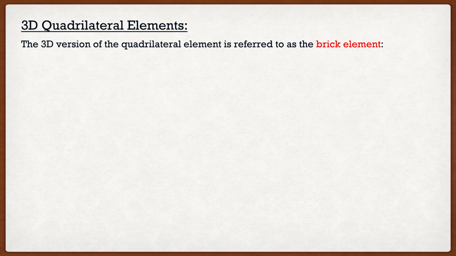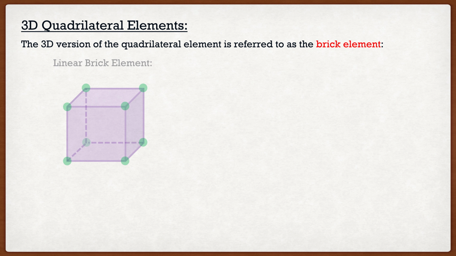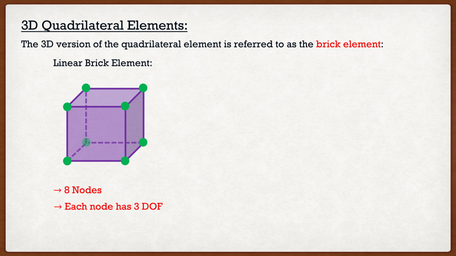So the 3D version of the quadrilateral element is typically referred to as the brick element. Why? Well, because it looks like a brick. So of course we have a linear brick element, which is basically a brick with a node located at each one of the corners of the brick. So of course we're going to have 8 nodes, one for each corner, but one of the major differences now is that each one of those nodes has 3 degrees of freedom.